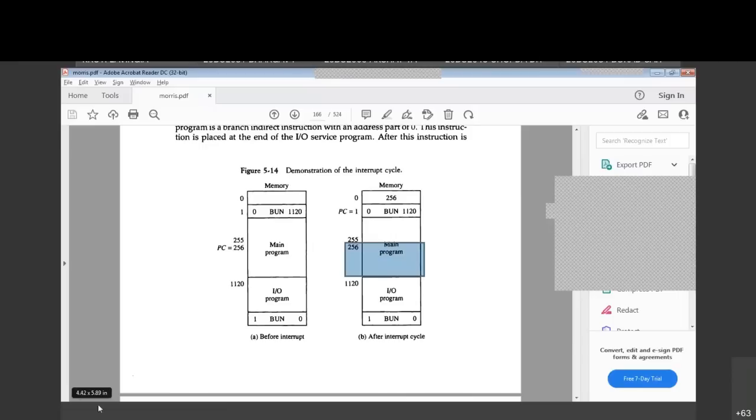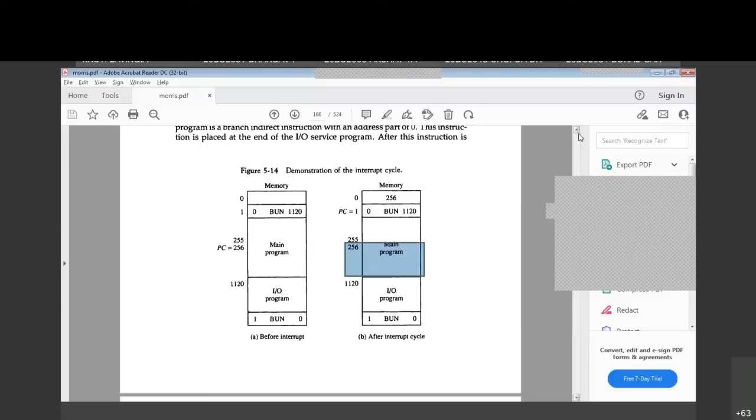So this was all about the interrupt cycle. We started off with what an interrupt is. Then we saw the interrupt cycle. Depending upon the value of R, if R is 0, the normal instruction cycle gets executed. If R is 1, your interrupt cycle gets executed. After that, we saw the register transfer language for representing an interrupt cycle.